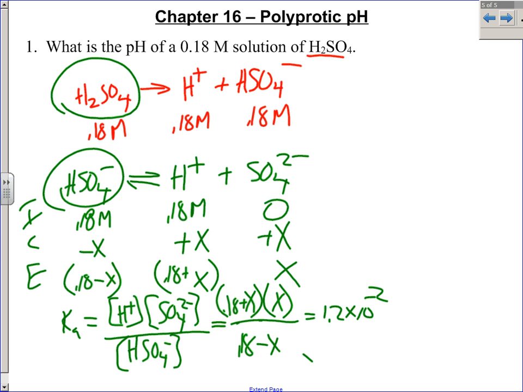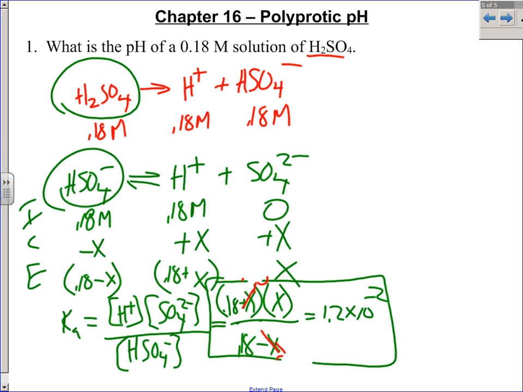Now, here's where we run into some issues. Normally what we would do is we would take this right here, and we would neglect x. In this case, I've got two x's I would try and neglect. The problem is when I calculate what the value for x is, and I check my percent ionization, I'm greater than 5% ionization. So neglecting x is not a valid shortcut here. I can't do my neglect x. So literally, I'm going to be stuck with a quadratic equation for this one.